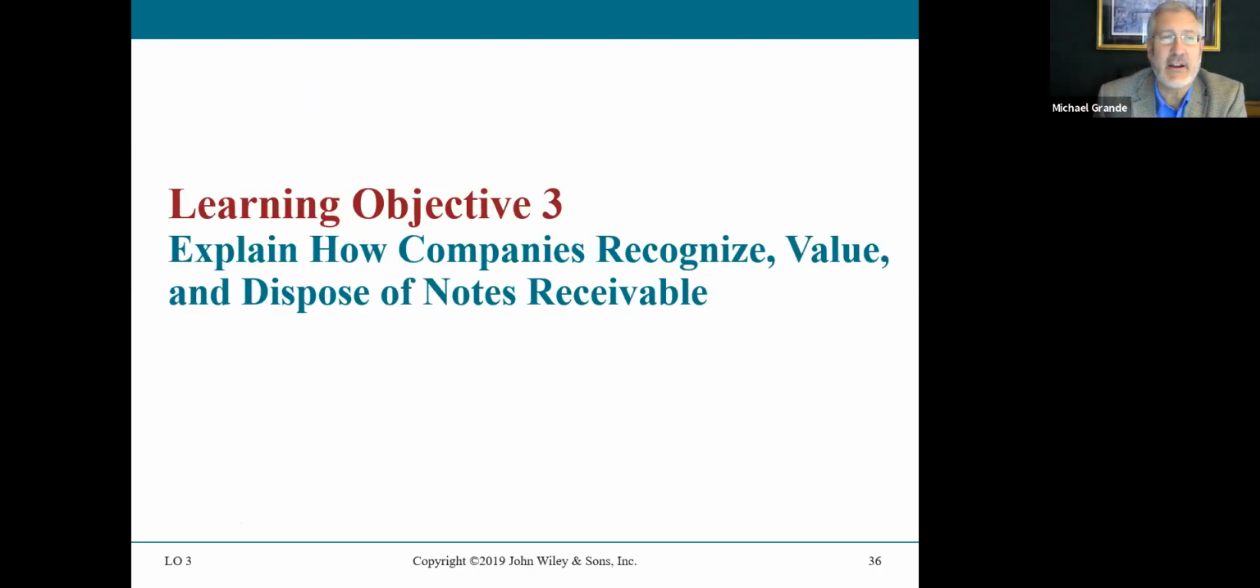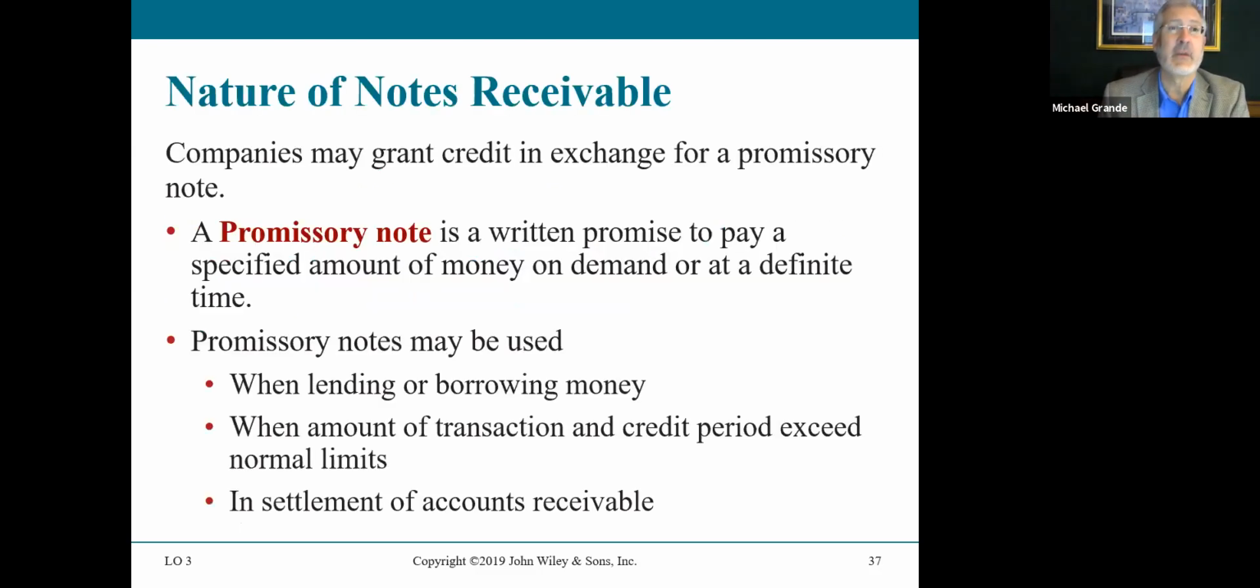Explain how companies recognize value and dispose of notes receivable. This is not accounts receivable, these are notes receivable. Nature of a note receivable. Companies may grant credit in exchange for a promissory note. A promissory note is a written promise to pay a specified amount of money on demand or at a definite time. Promissory notes may be used when lending or borrowing money, when the amount of the transaction and credit period exceed normal limits, or in settlement of accounts receivable.